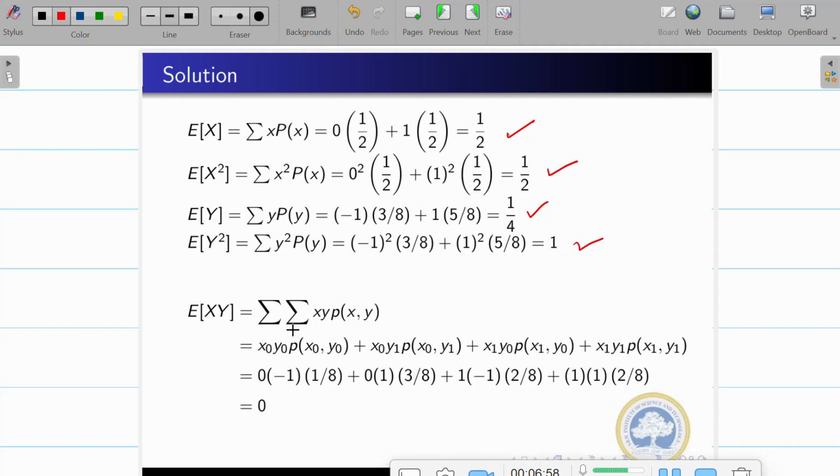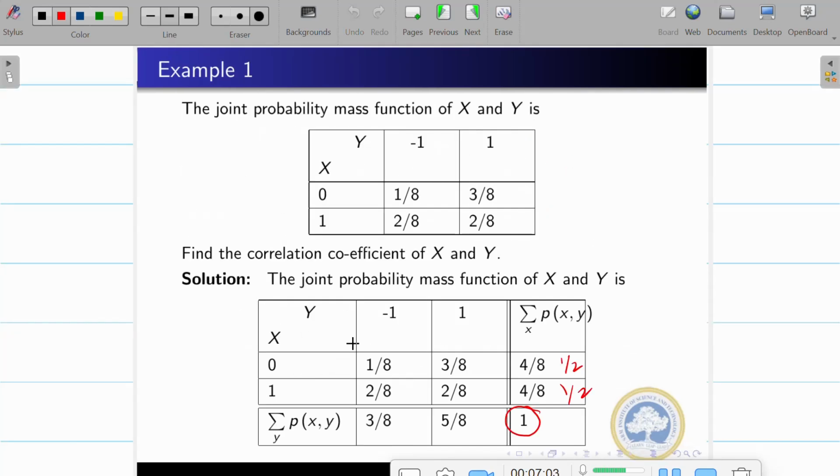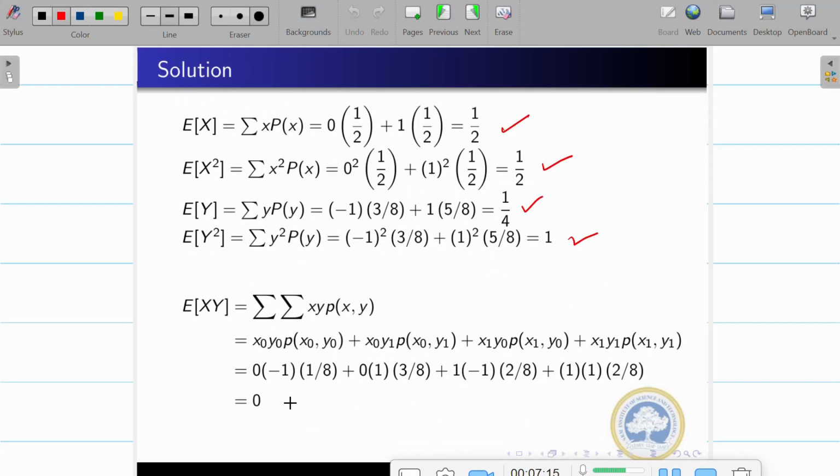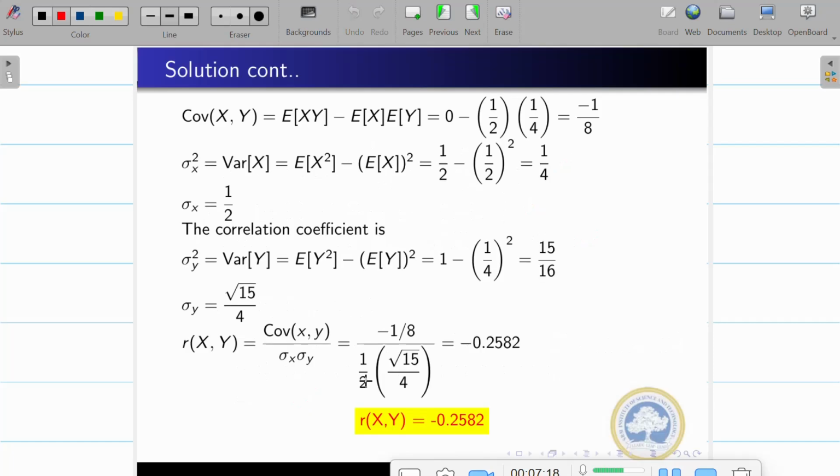And the expectation of xy is a double summation, where we multiply 0 into minus 1 with the corresponding probability, 0 into 1 with the corresponding probability, 1 into minus 1 with the corresponding probability, and 1 into 1 with the corresponding probability, and sum all of this. So that is your expectation of xy, and for this problem it is 0. Now make use of the covariance formula: expectation of xy minus expectation of x into expectation of y. This one we calculated as 0, and this one is 1 by 2 and this is 1 by 4. So we got covariance as minus 1 by 8.